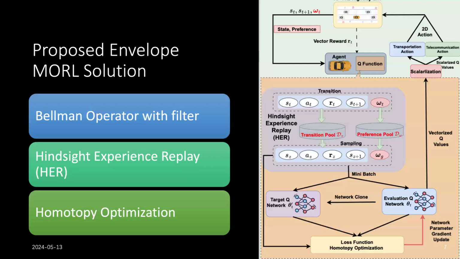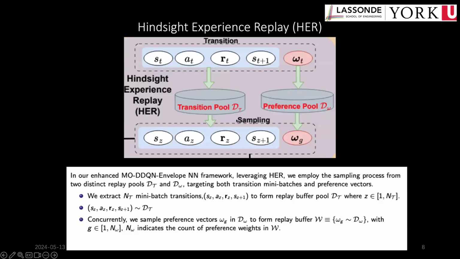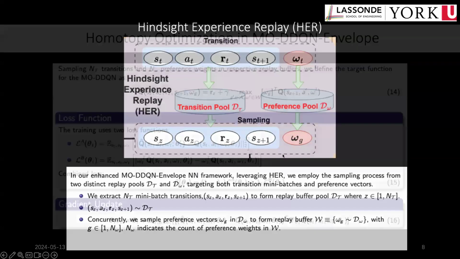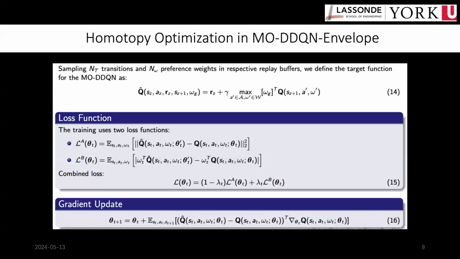Here is our proposed envelope MORL solution. First, there are three state-of-the-art parts, as I mentioned. D_t and D_omega are for the two different pools, and we do crossover sampling with discrete HER. Also here, we have two loss functions: the first tackles accuracy, and the second tackles smoothing. So our generalized loss function focuses on accuracy first, and then on smoothing, which optimizes training performance and training efficiency from two different perspectives.